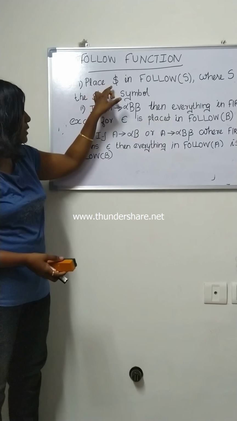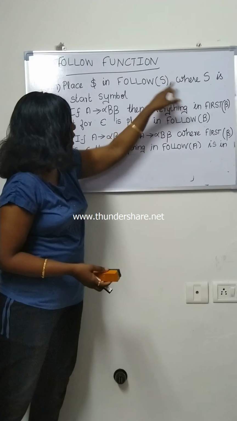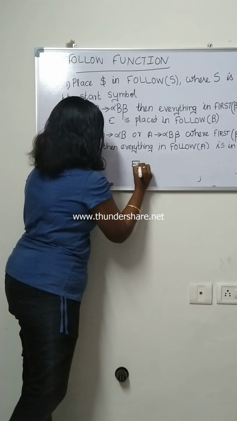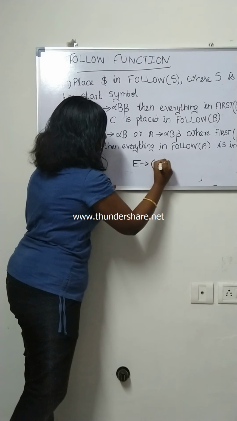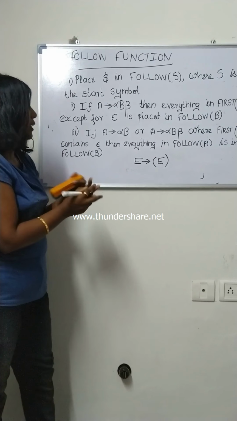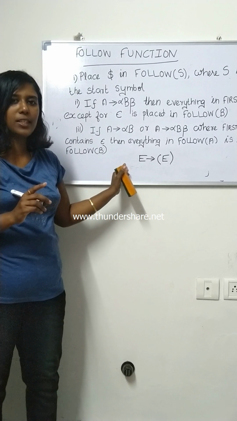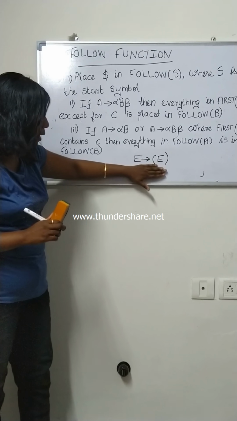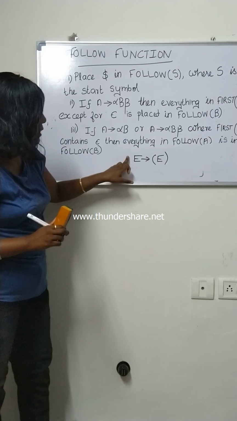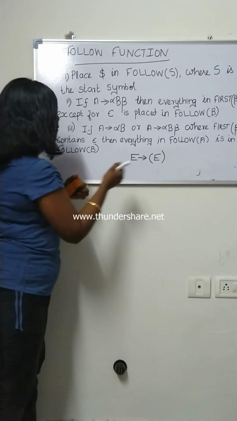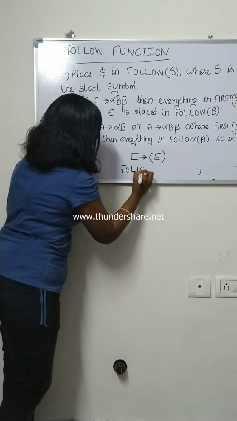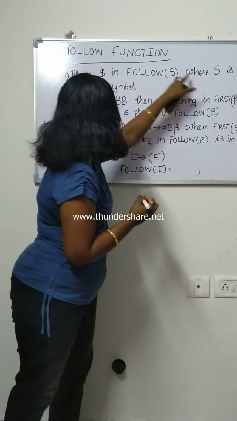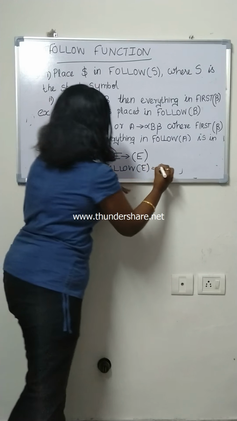Now I am going to teach the follow function. The first rule is to place dollar in follow of S, where S is the start symbol. Suppose I have a production, E derives open parenthesis E close parenthesis. In this example I have taken only one production, that is E derives open parenthesis E close parenthesis. Now E is the start symbol. So when I am finding follow of E, according to rule 1, if S is the start symbol, we have to place dollar. So I am writing dollar.